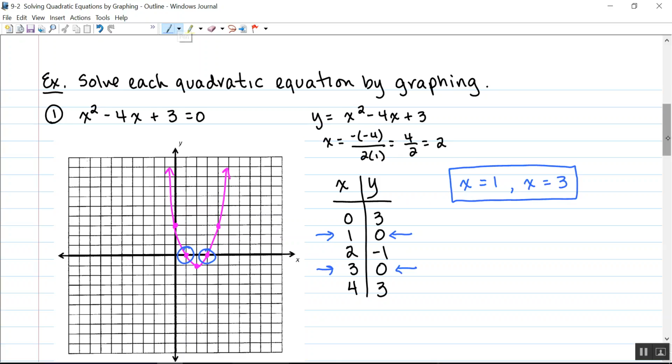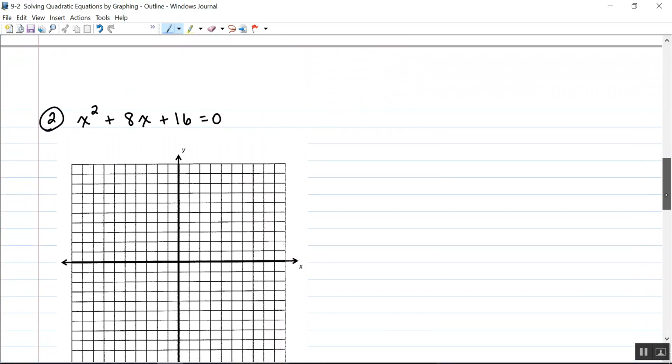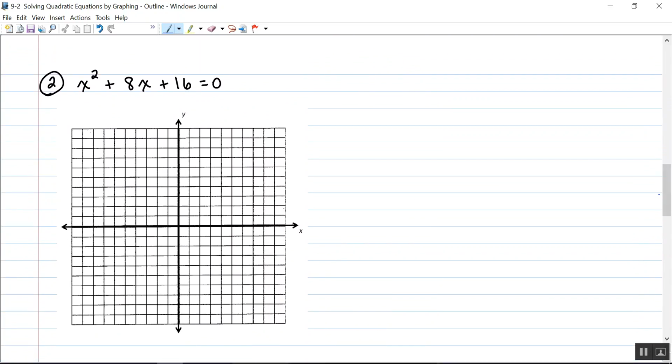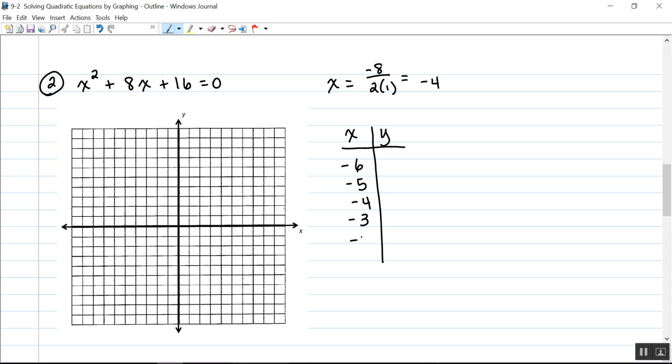Okay, let's take a look at another example here. So here I have x squared plus 8x plus 16 equals 0. So I'm going to go ahead and find the x of my vertex. So x equals negative b over 2 times a, or negative 8 over 4, or my x is negative 4. So when I go to make my table of values that I'll copy from the calculator, I'm going to put negative 4 in the middle, and I'll choose 2 values smaller and 2 values larger.